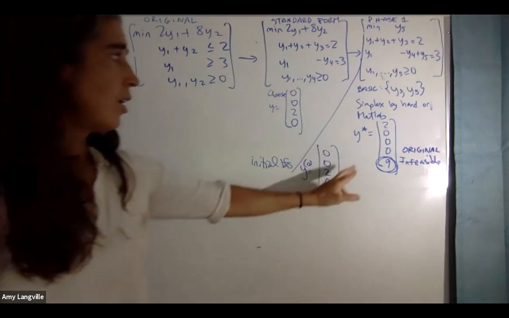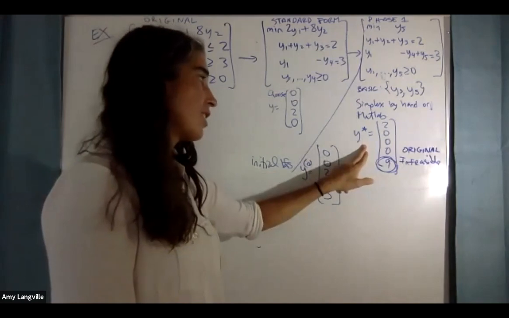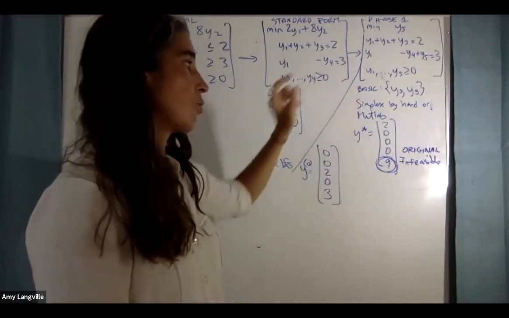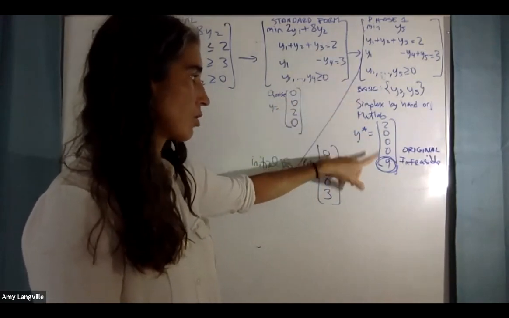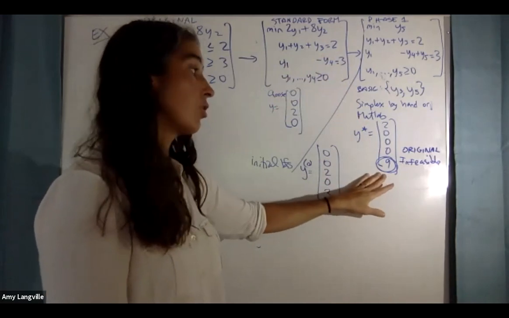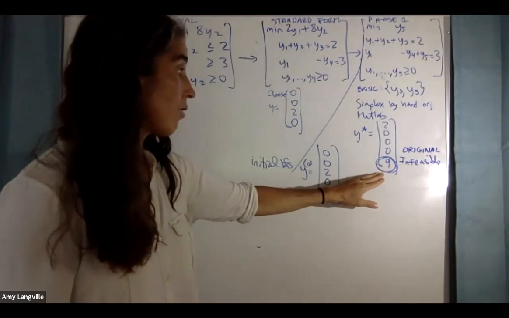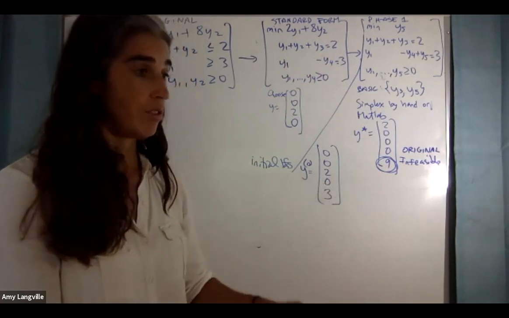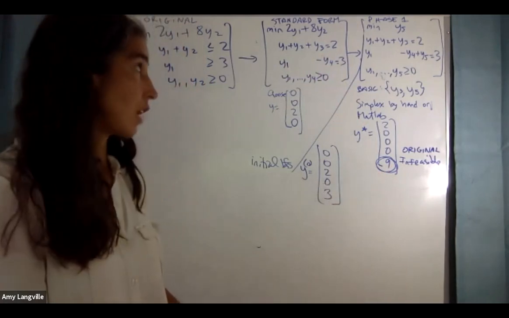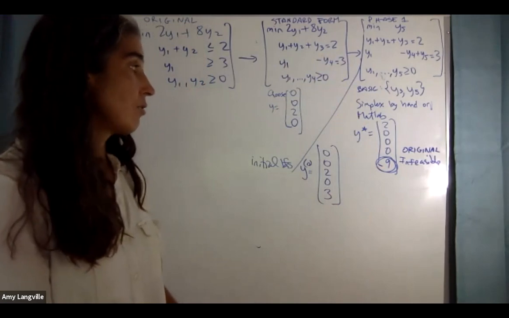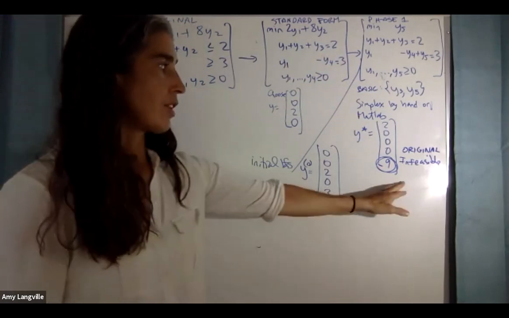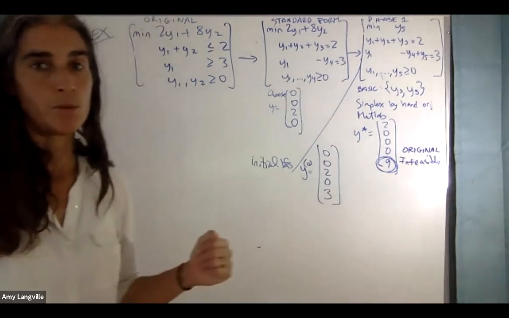If you do that, MATLAB terminates and gives this as its optimal solution to the phase 1 problem: 2, 0, 0, 0, 9. What can you conclude from this? It shows you that y5 is 9. That's the best it could do. It could not drive it down to 0. It tried to minimize that auxiliary artificial variable and couldn't. So that means your original problem was infeasible.